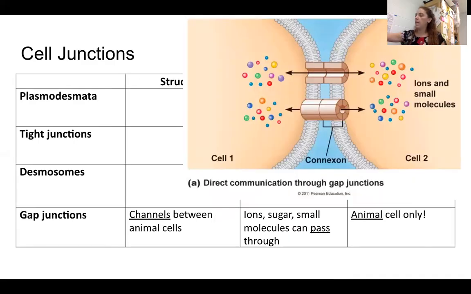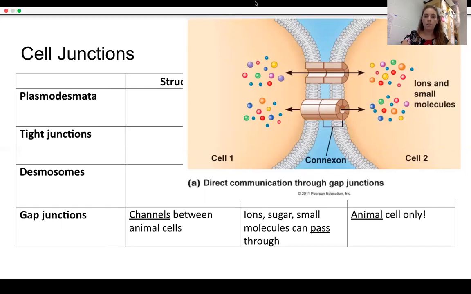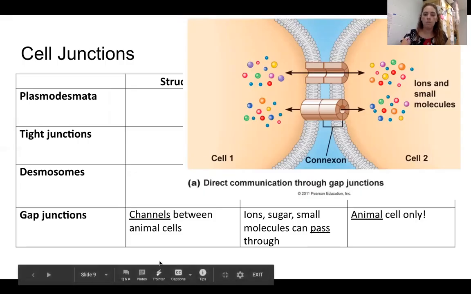And then we have the gap junctions. These are going to be channels between animal cells. Very important in communication, we're going to find gap junctions within your nerve cells, passing ions going from, say, a nerve cell here to a muscle cell or an endocrine cell on the other side. Allows for direct transfer. Again, those three have been animal cells only.